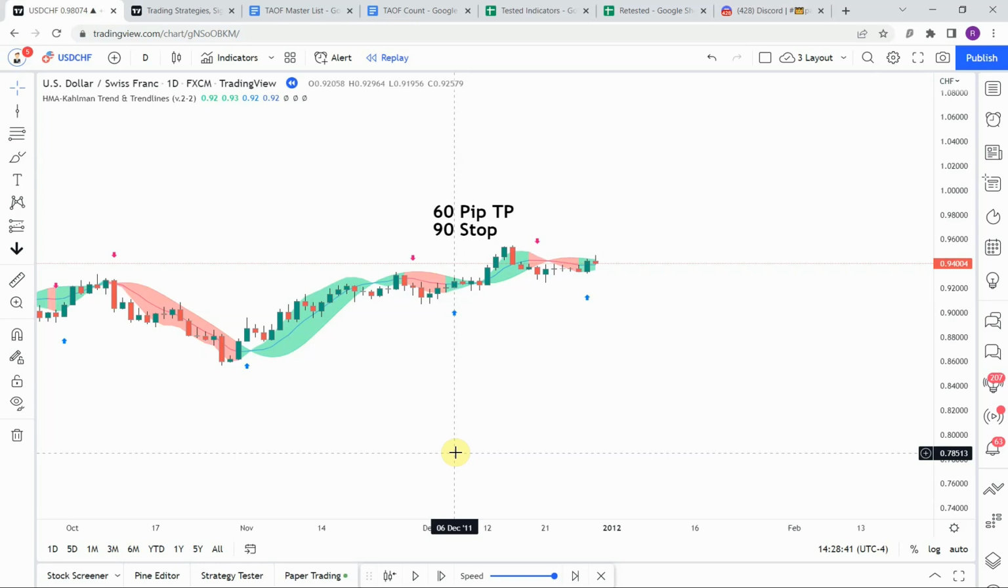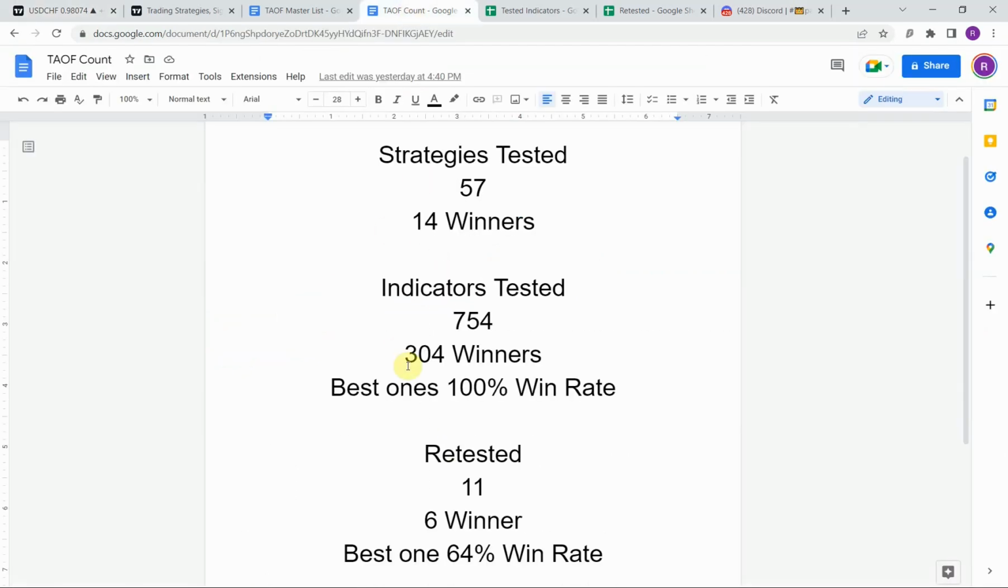Alright, as I said, today we will be testing the HMA Kahlman trend and trend lines indicator. Before we do though, I wanted to put the testing scoreboard up for everyone to see.